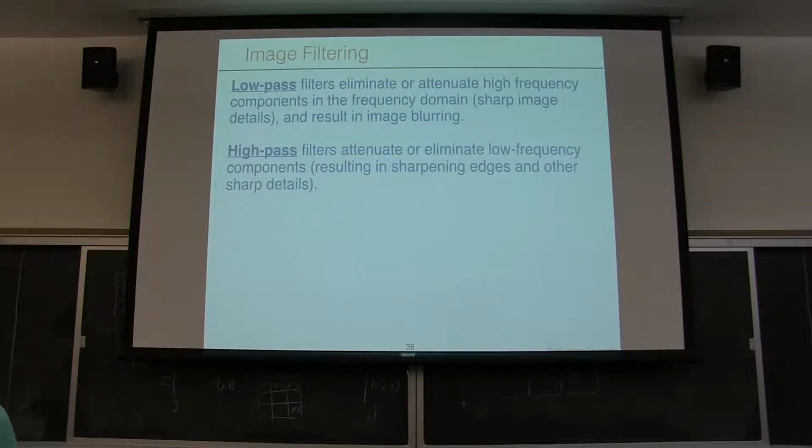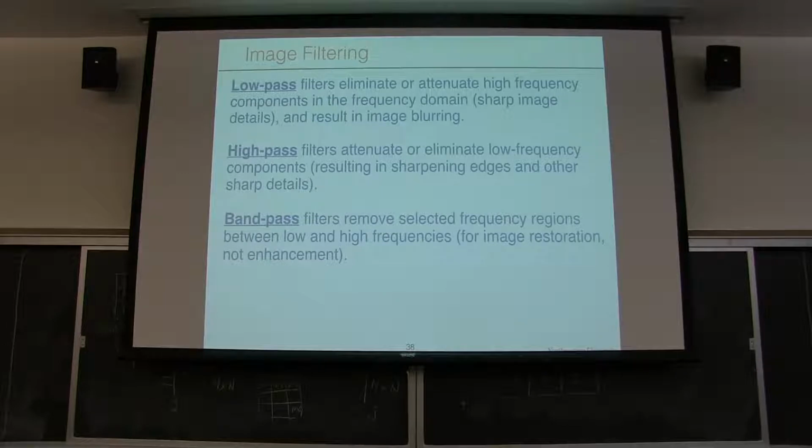Edge detection, on the other hand, is trying to find places where those rapid changes happen. So it's focusing on the high frequencies. Okay, so our edge detectors basically are high-pass filters. And of course you can have filters that are working in the middle, band-pass filters. They remove some low frequencies and remove some high frequencies and let pass some frequencies in the middle. And those typically are used for image restoration, but not for enhancement.